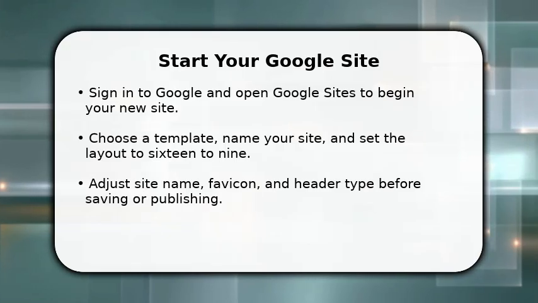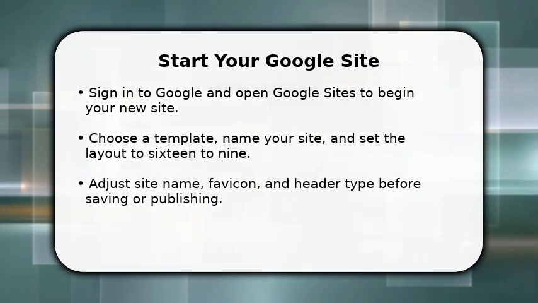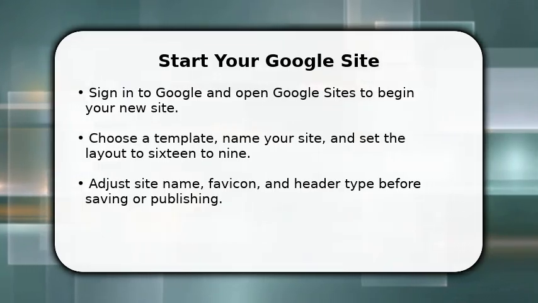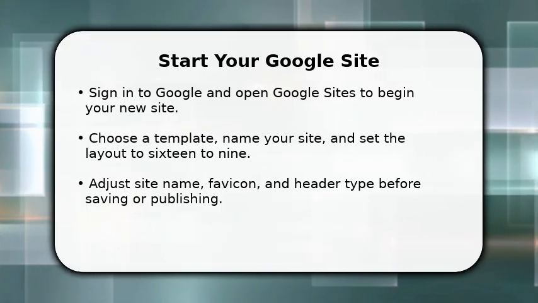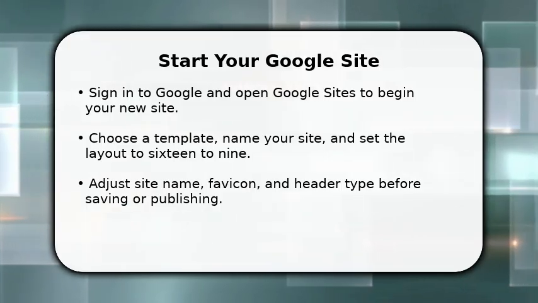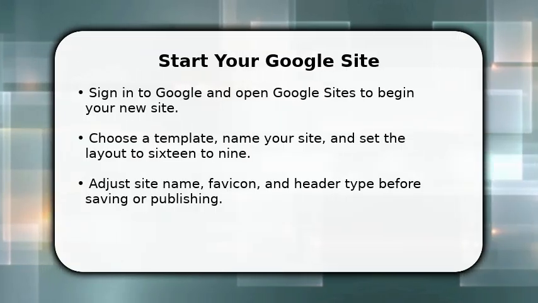Enjoy the video. Sign into Google and open Google Sites to begin your new site. Click the plus button to create a blank site or pick a template you like. Give the site a clear name and set the header type to large, banner, or title only. Choose a layout ratio of 16:9 for better visuals on desktop and mobile.